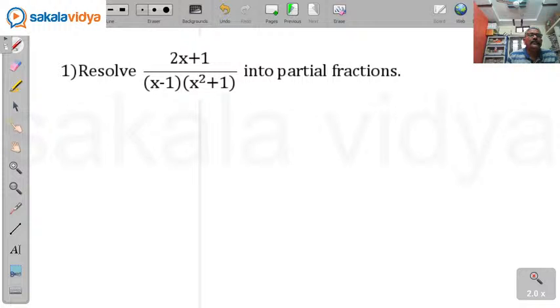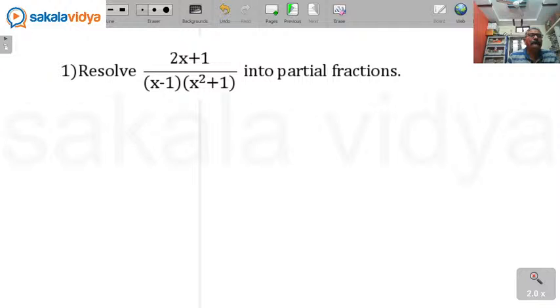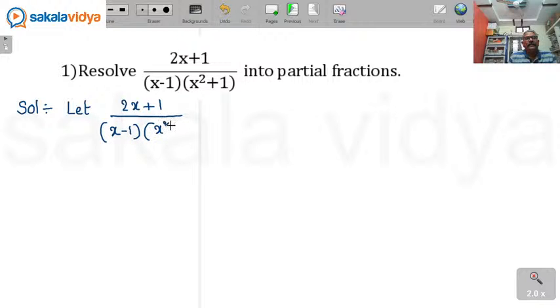Okay, let us solve this question now. Now the solution. So let this (2x plus 1) upon (x minus 1) multiplied by (x square plus 1).